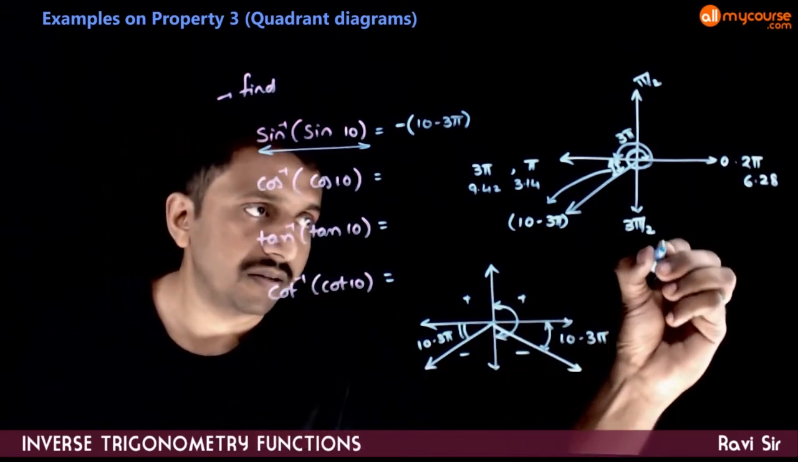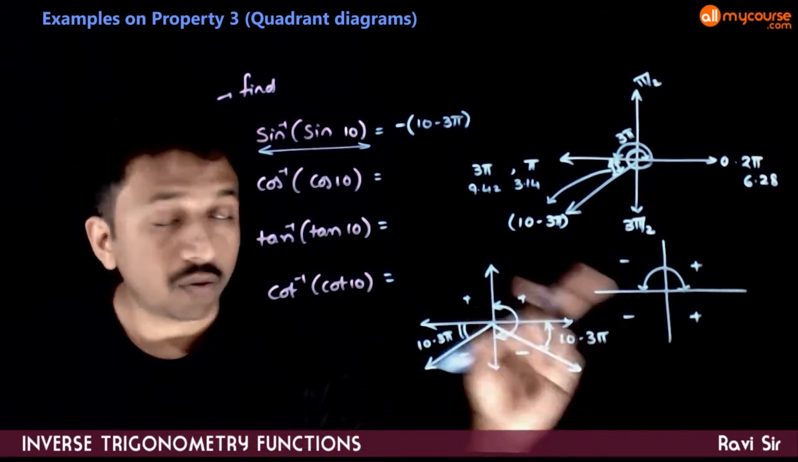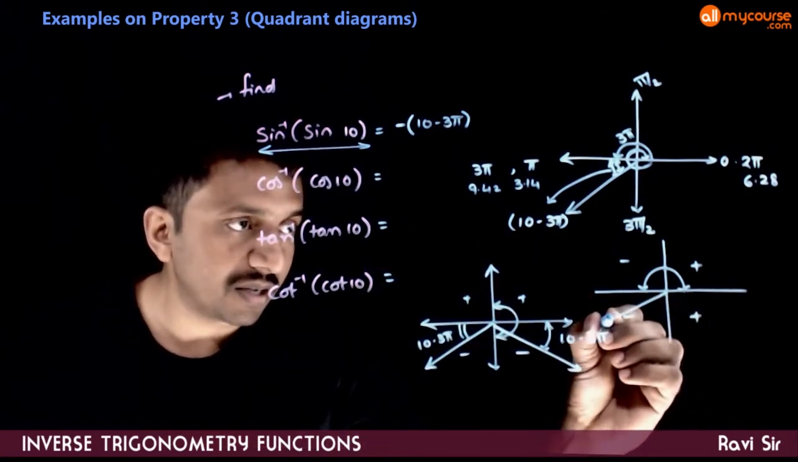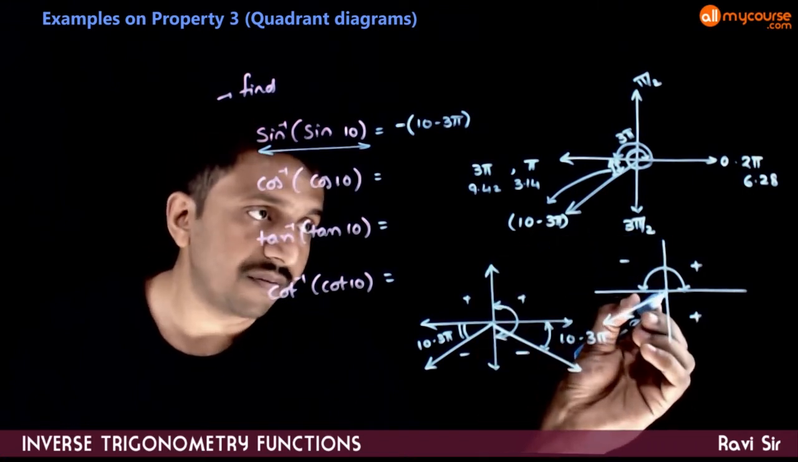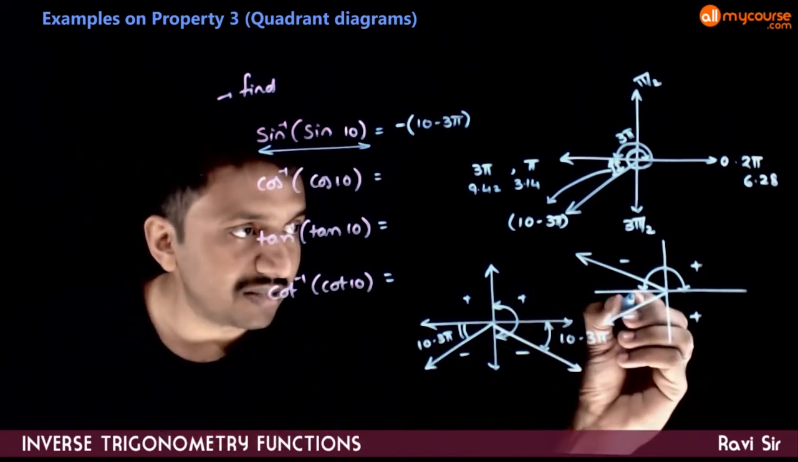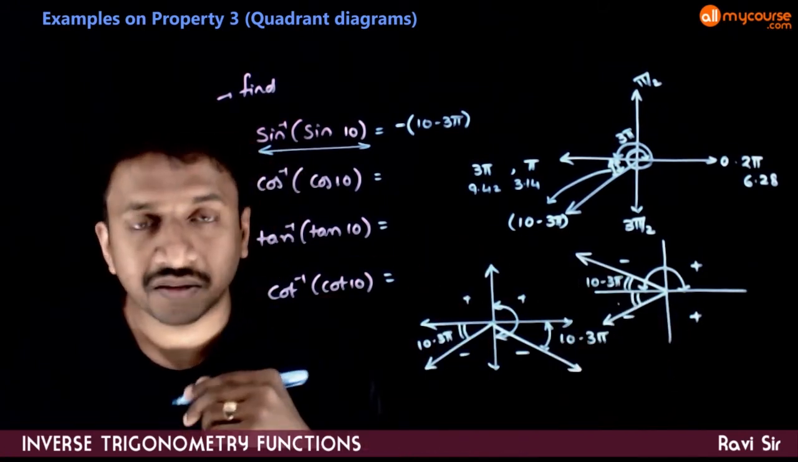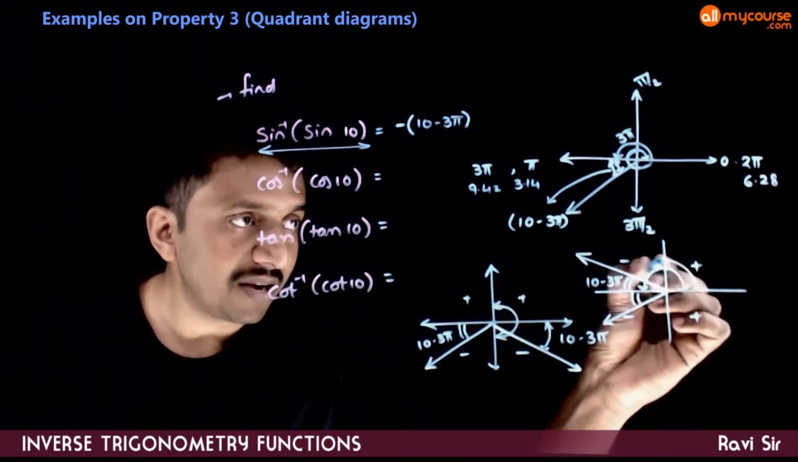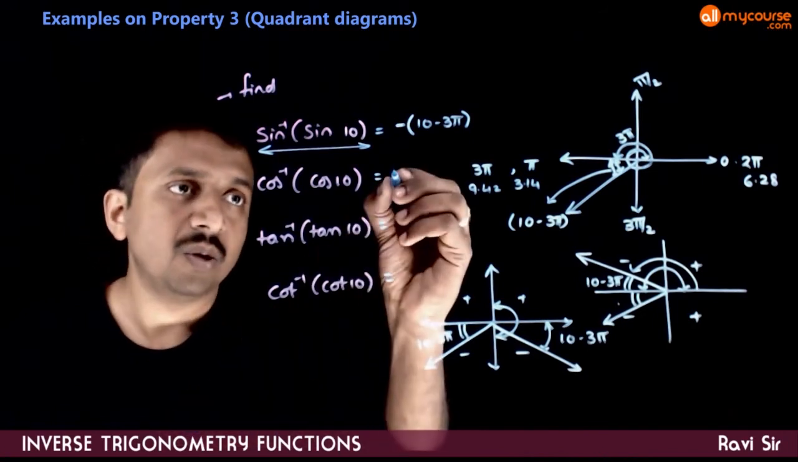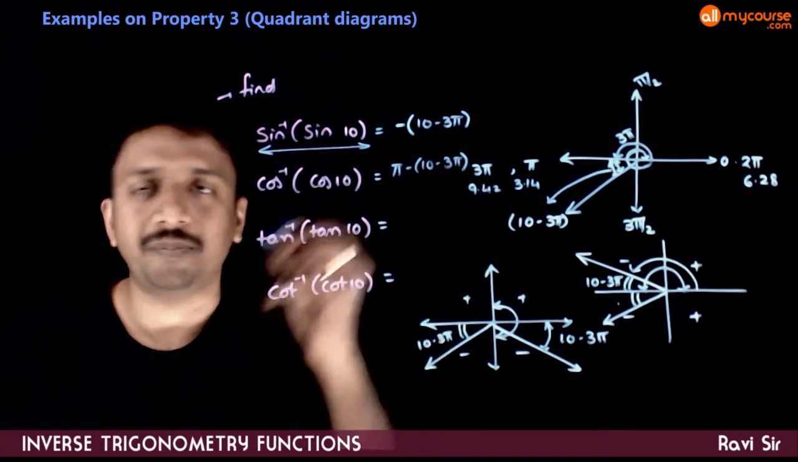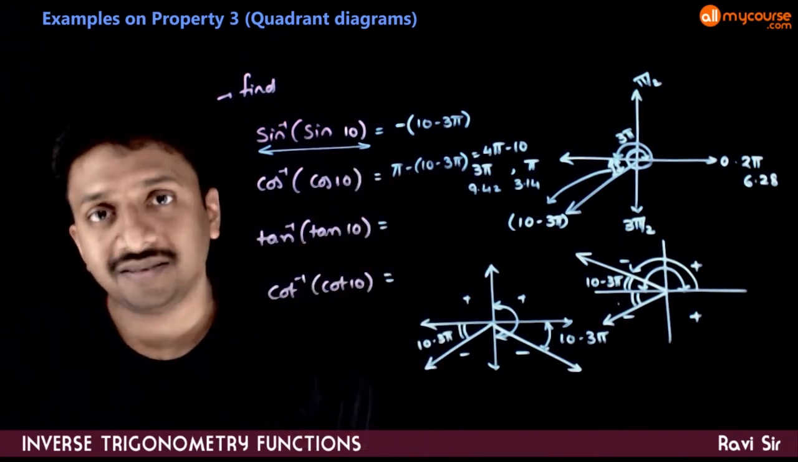Next, cos inverse of cos 10. Plus, plus, minus, minus, and 0 to pi. This is the quadrant diagram for cos inverse. Now my ray is in the third quadrant. So on reflection, you have to take the negative side onto the negative side. So you have to reflect about x-axis. So as you can see, this small angle is 10 minus 3 pi. So this angle is also 10 minus 3 pi. So what is the angle that you need to report? The conventional angle. This angle is the answer. So if this angle is 10 minus 3 pi, what will this angle be? Pi minus of 10 minus 3 pi. That is nothing but 4 pi minus 10. Pi plus 3 pi is 4 pi, minus 10.